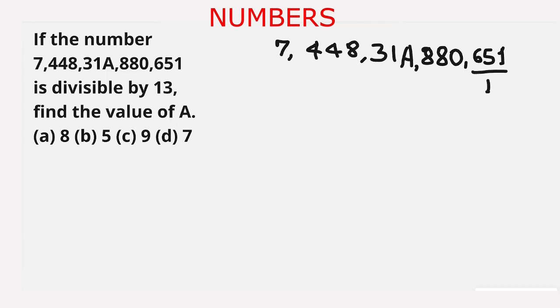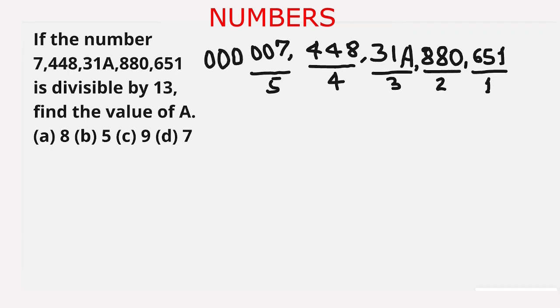651 is one set, 880 is set number 2, 31A is set number 3, 448 is set number 4, and 7 is a single digit. So what we do, we put 00 before this and we make it as set 5. But these sets are not in pairs. So we have to make one more set of 000 and this is set 6.